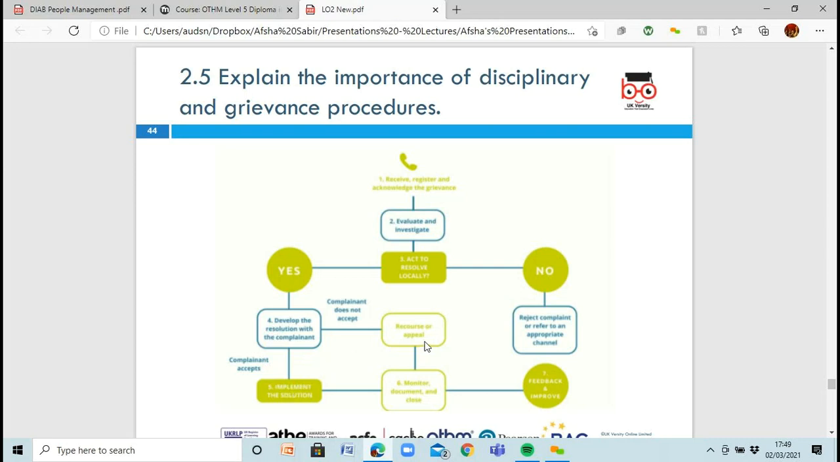If they're not, you're going to have to go onto an appeal, and then you're going to have to monitor it. If you're not going to manage it locally within the organisation, you'll go into the no section, you'll reject the complaint, and you'll refer it to the appropriate channel, maybe like ACAS. And then you'll get feedback, and you'll try and improve any issues in the future.